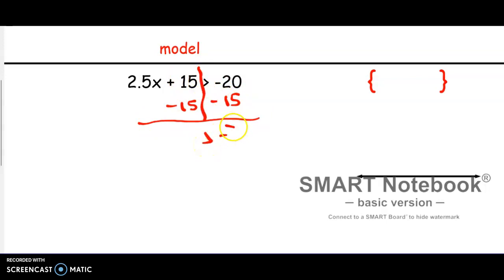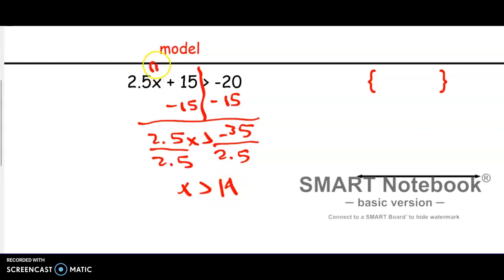So that gives me negative 35. And I'm going to bring the 2.5x down, and I'm going to divide both sides by 2.5. So x, or a number, is greater than, and let me go ahead and divide this and see what I get as an answer. I get 14 as an answer.